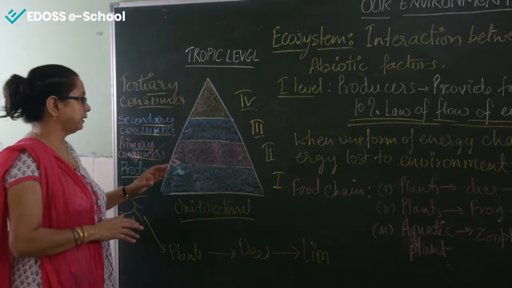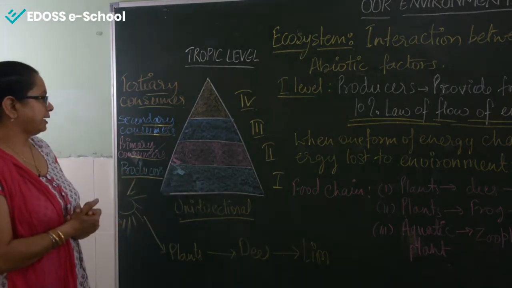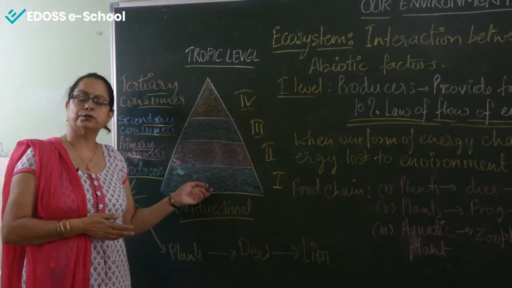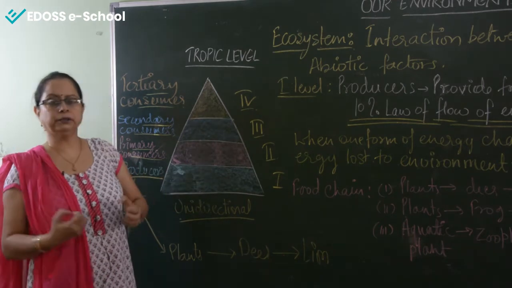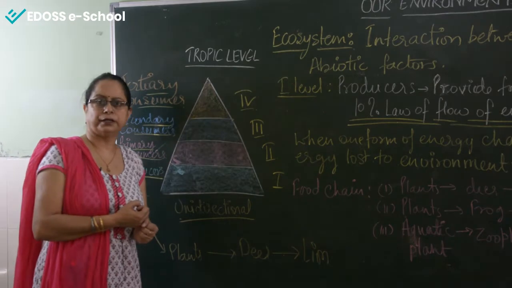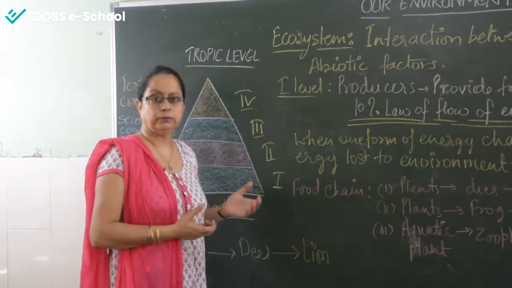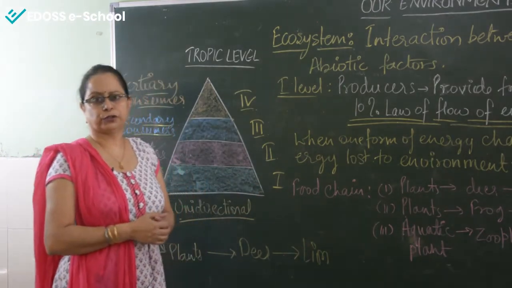Now we are talking about the producers. As I told you, they are the autotrophs, or the producers, that make their own food, and actually all the consumers depend on the plants for getting food. How is this food formed? Everybody knows, through photosynthesis.